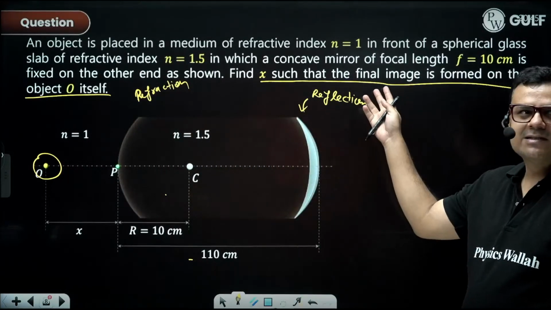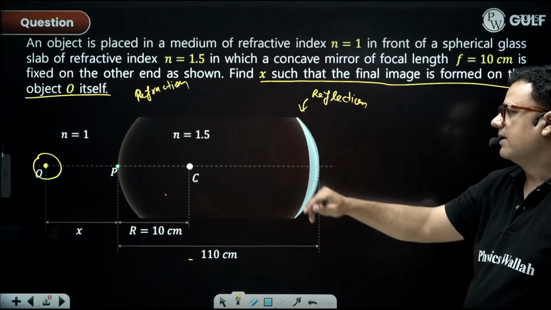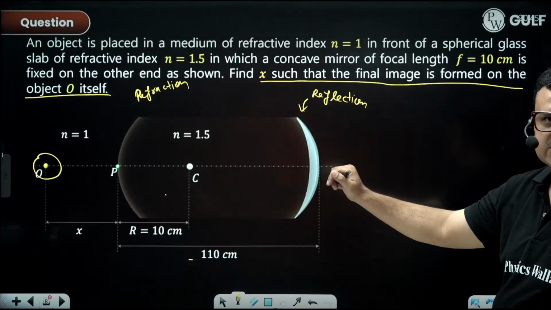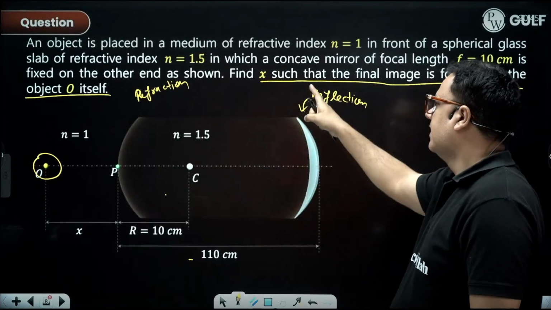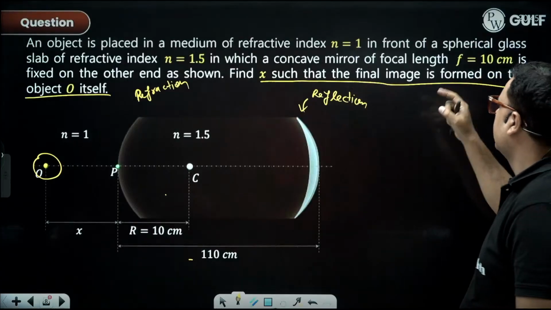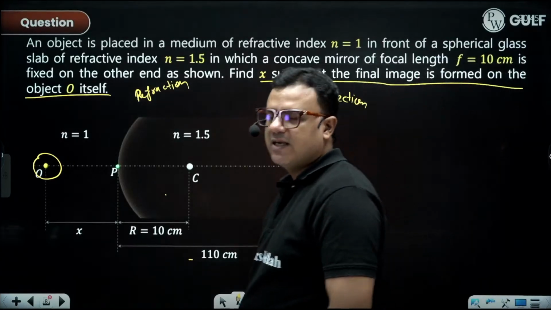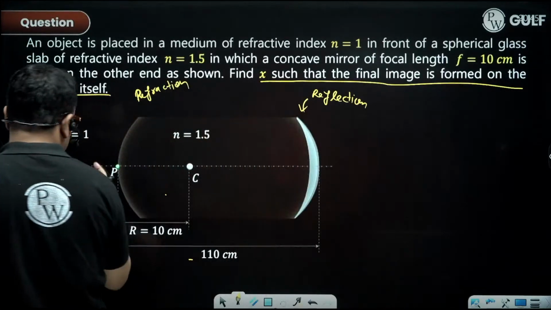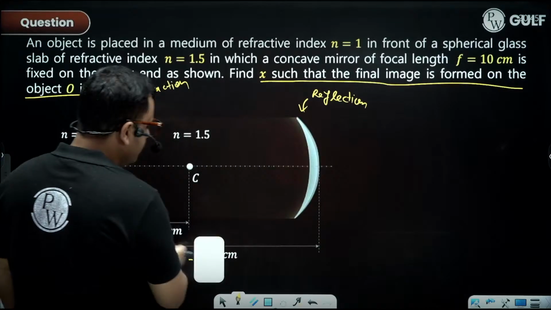Without reading this condition, I was applying that concept. So now things are going to change. Okay, I'm really sorry for that. They are saying such that the final image is formed on the object itself. On the object itself.